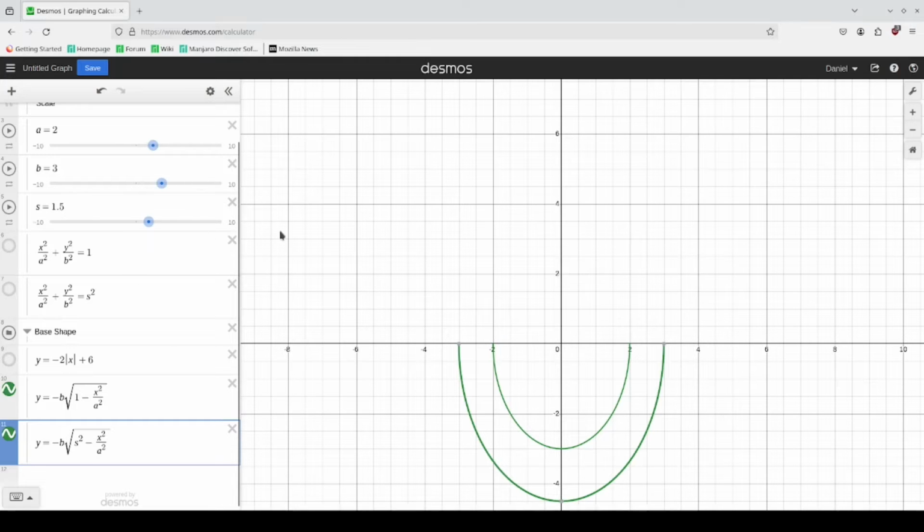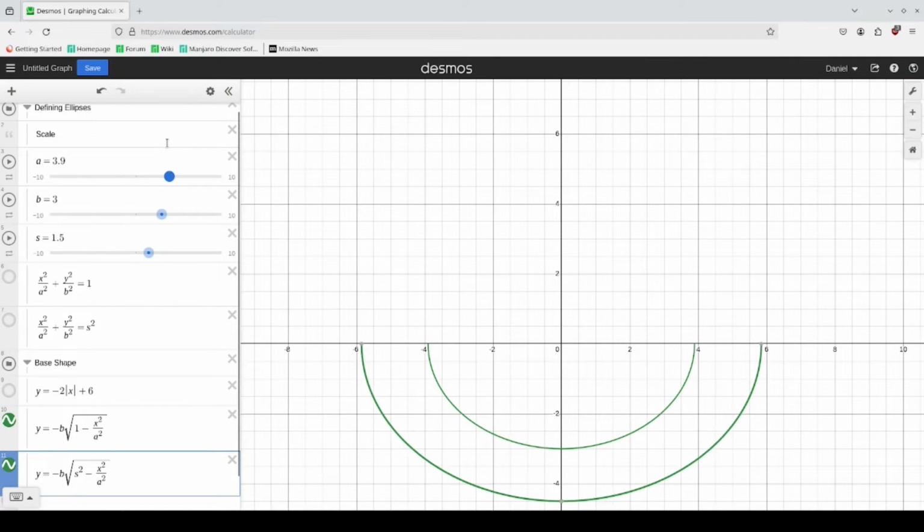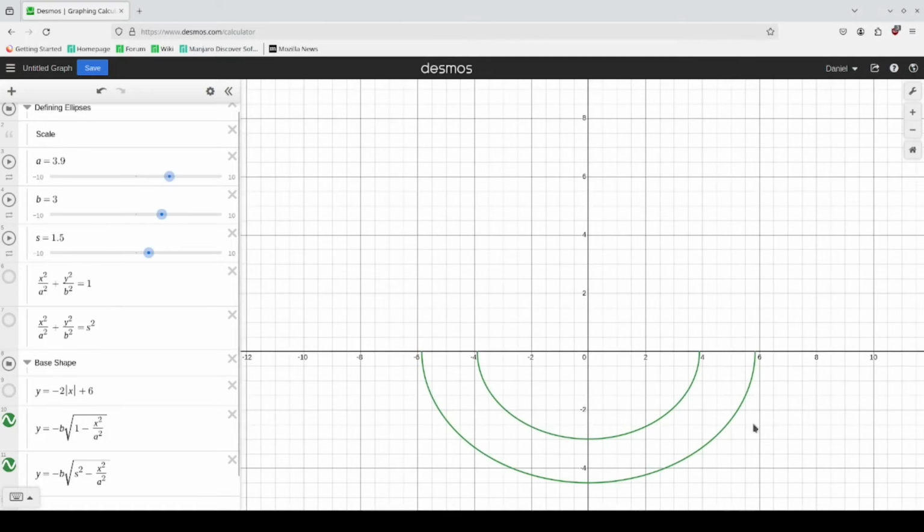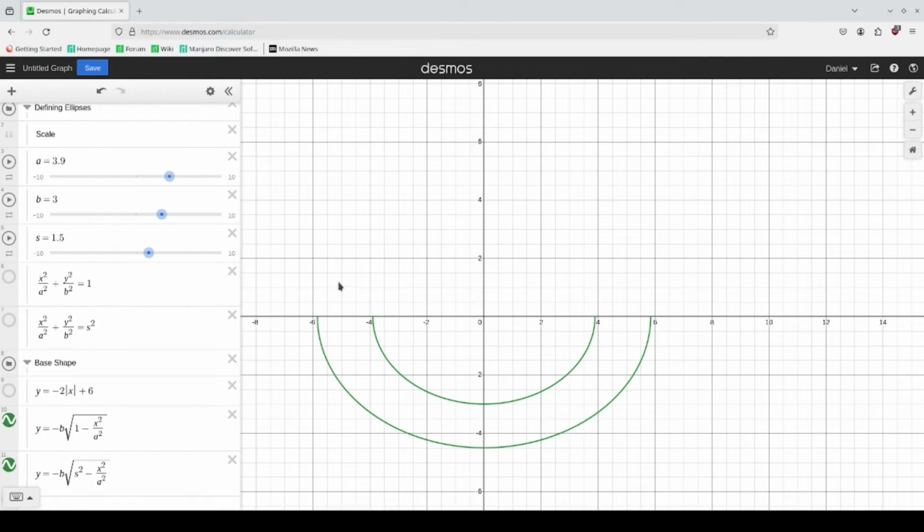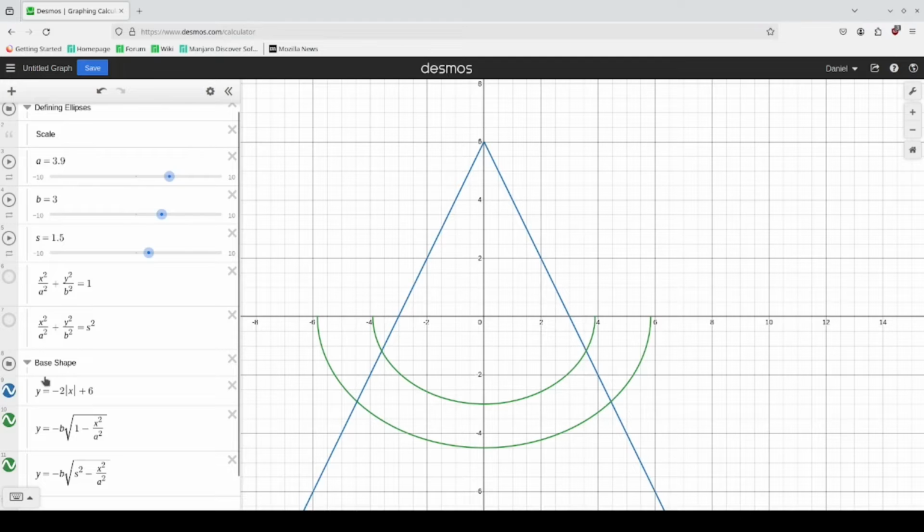And now you can adjust how wide you want this to be. And you can have this decide how you want your triangle to be drawn. So now we can bring this back.